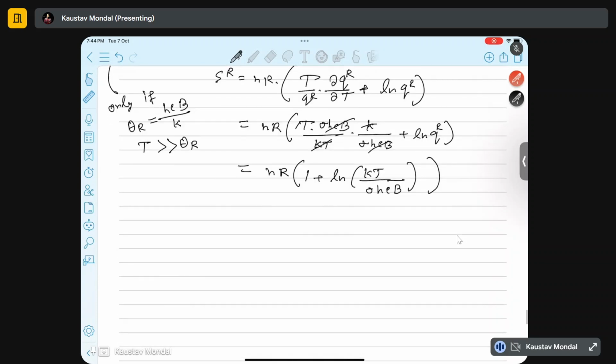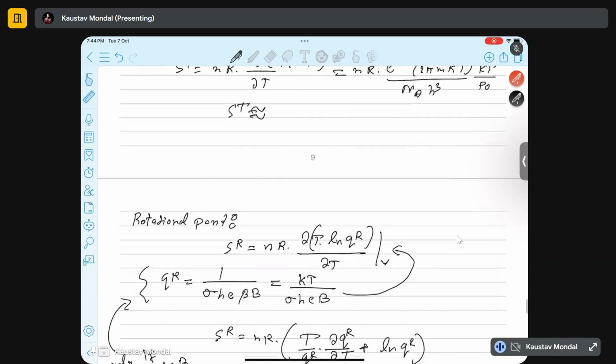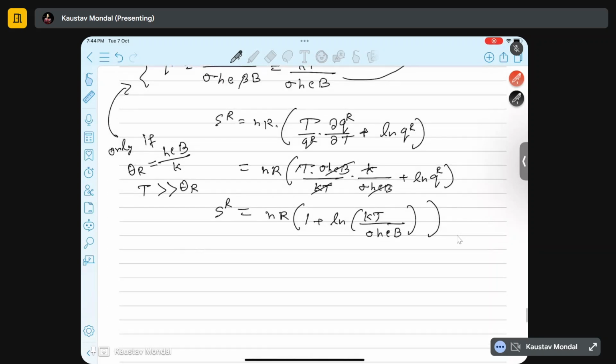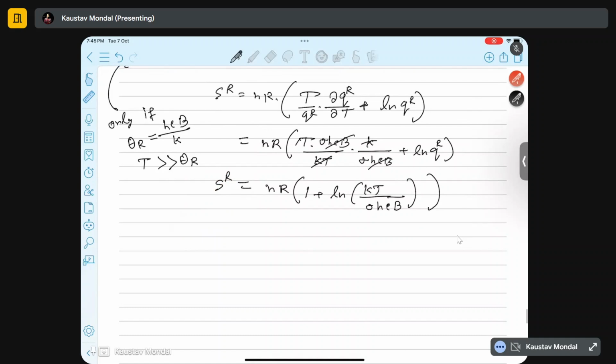Now this is a fairly simple expression, right? So what you have to do is just substitute. Everything you know, temperature and other things are basically constants, so just put them into this expression of SR, and that will give you the rotational contribution to the entropy. Last comes the vibrational contribution.